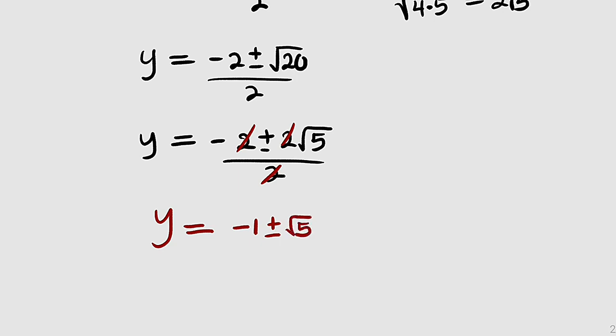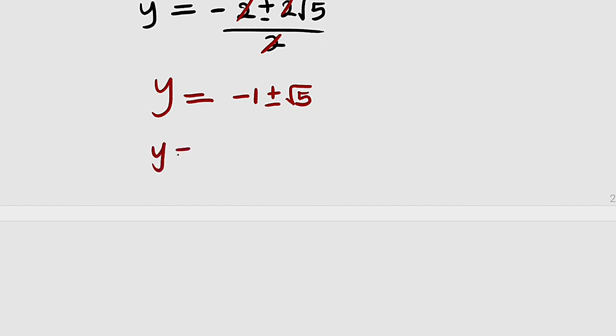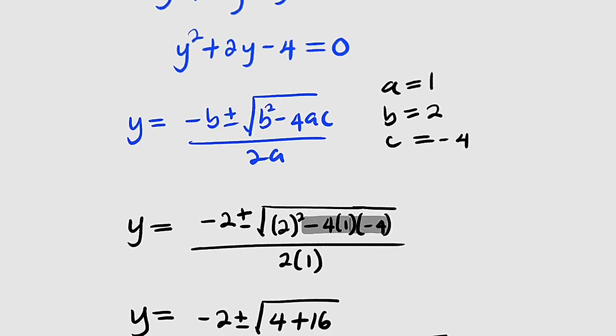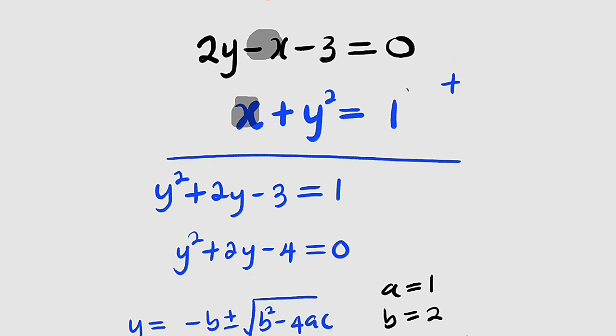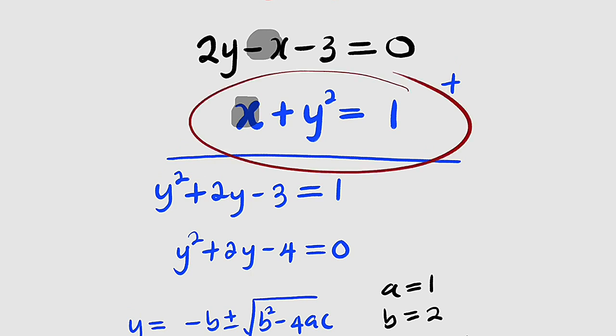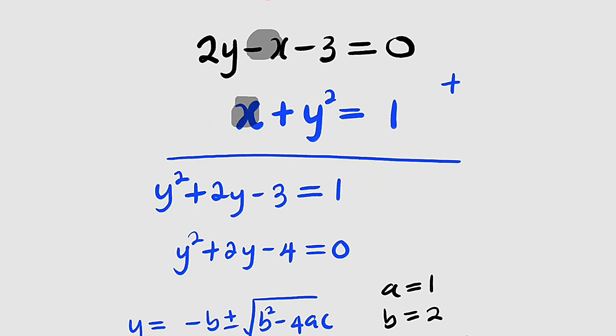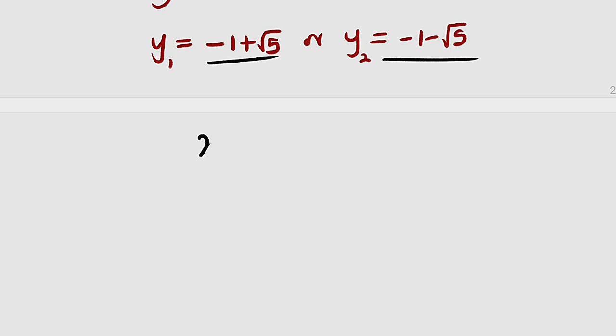So this implies we have two values of y. y1 is equal to -1 plus root 5, and y2 is equal to -1 minus root 5. These are the two values of y. But what about x? From the second equation, where we have x plus y squared equal to 1, this implies that x is equal to 1 minus y squared.